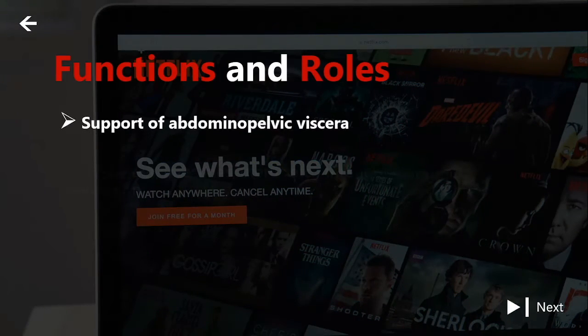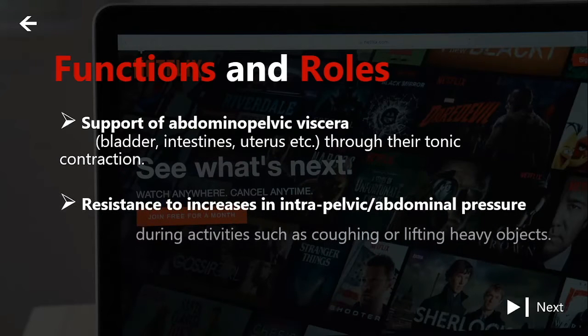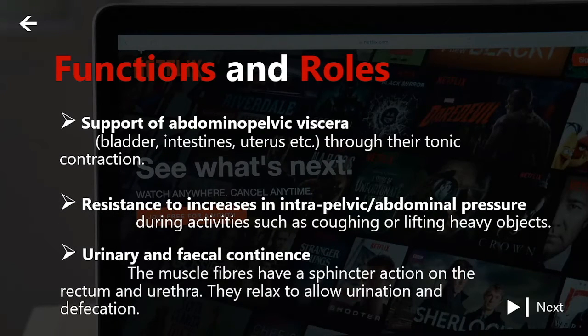Here are the functions and roles of the pelvic diaphragm. First is support of abdominopelvic viscera, such as the bladder, intestine, uterus, and so on, through their tonic contraction. Second is resistance to increases in intrapelvic or abdominal pressure during activities such as coughing or lifting heavy objects. Third, urinary and fecal continence, where the muscle fibers have a sphincter action on the rectum and urethra. They relax to allow urination and defecation.